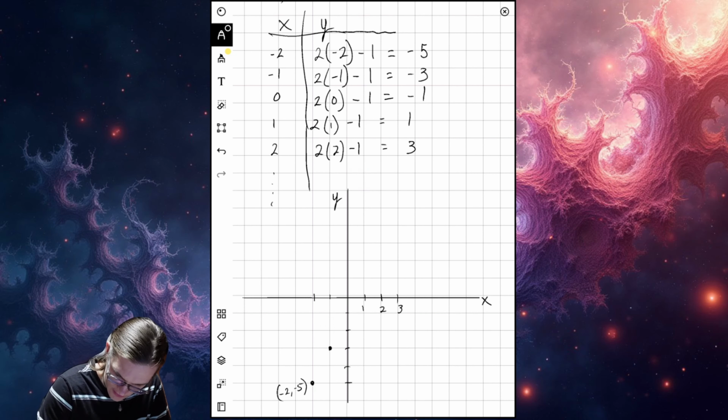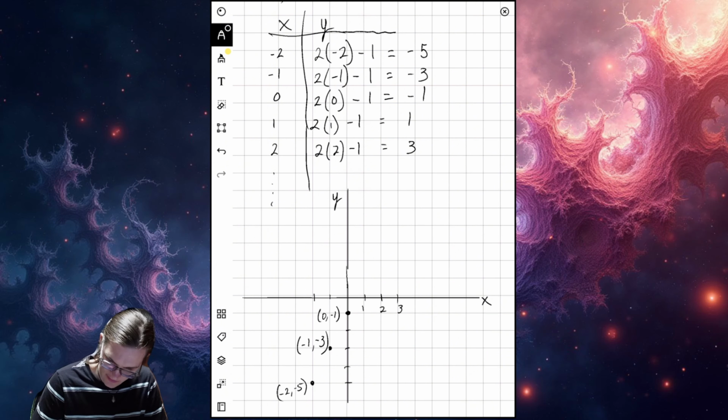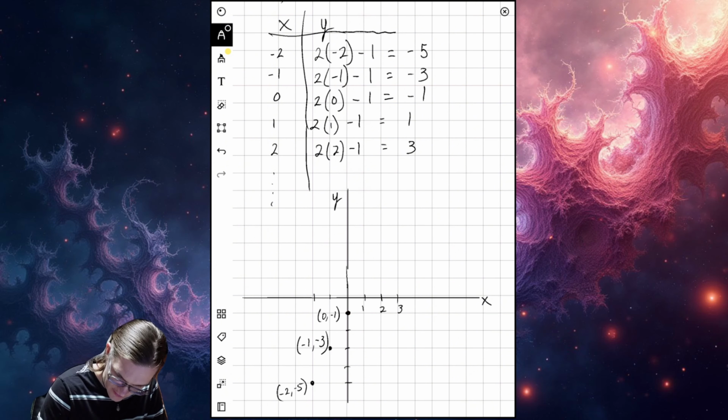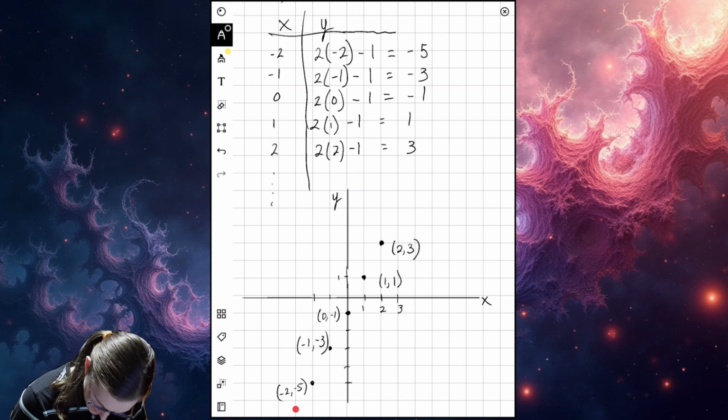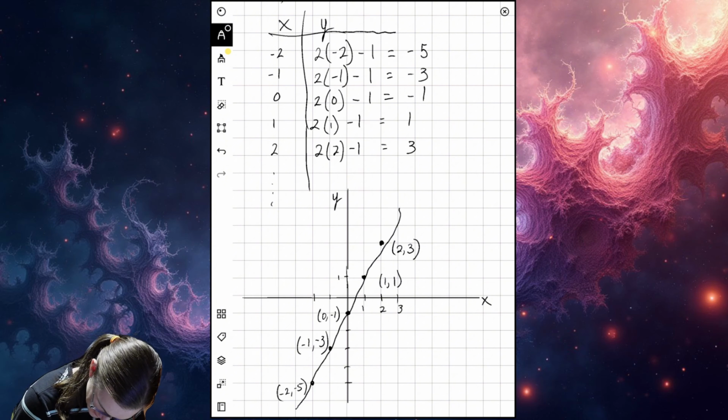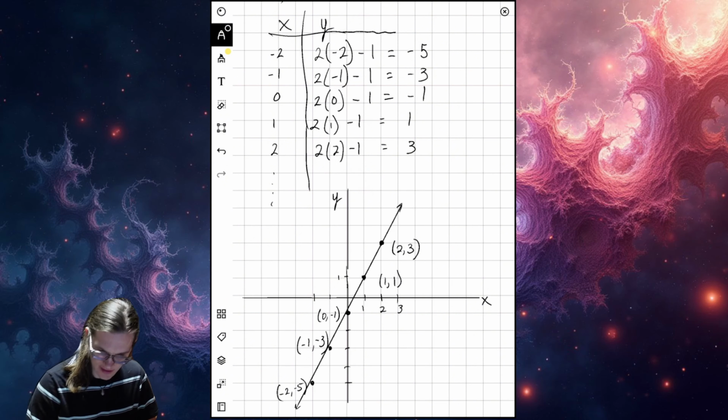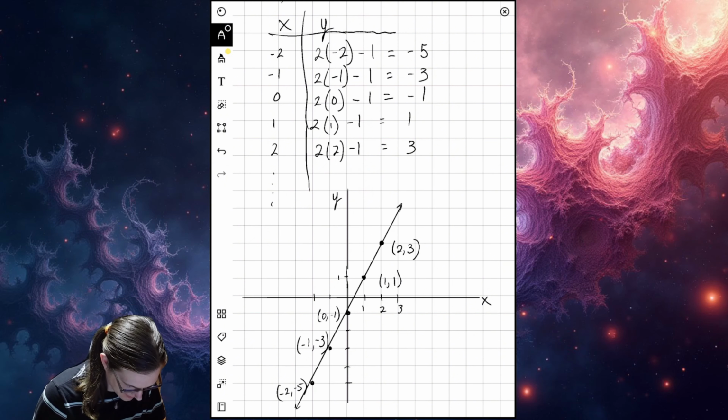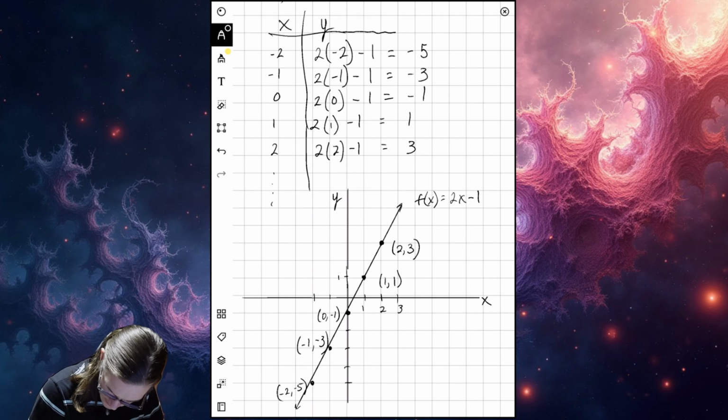All right. And we'll go to 0 in the x, which is right here. So this will be on the y-axis, and this will be 0, negative 1. And then we have a point at 1, 1. So 1, 1 is right here. And we have another point at 2, 3. So 1, 2, 1, 2, 3. So we connect these points to make it a straight line. And so what we just graphed is a linear function, 2x minus 1.